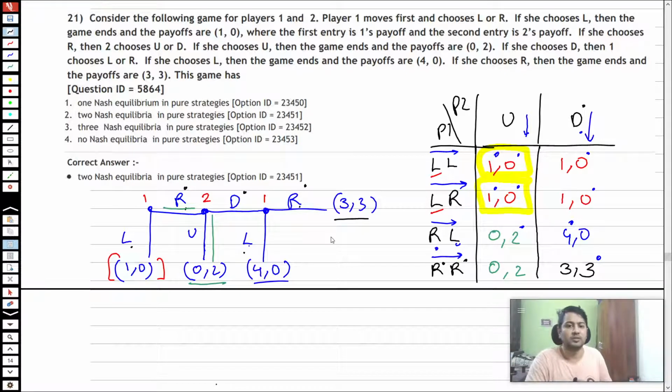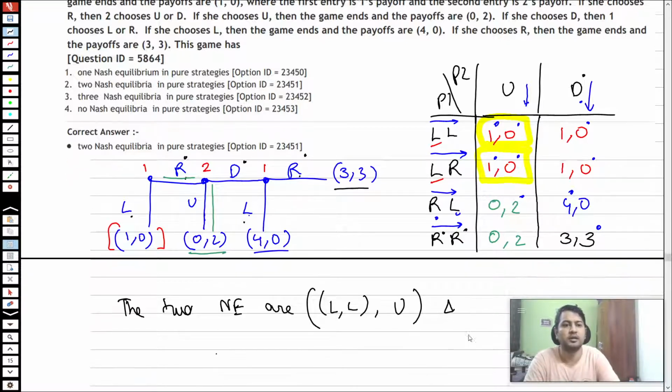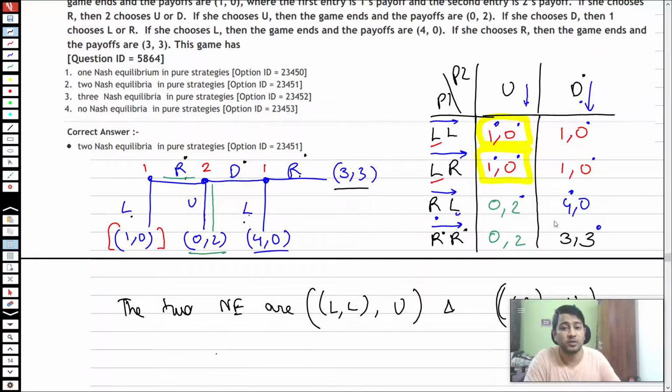So the two Nash equilibria are LL comma U and LR comma U. So these are the two Nash equilibria. They only ask for the Nash equilibria in pure strategy. So there are two Nash equilibria in pure strategy.